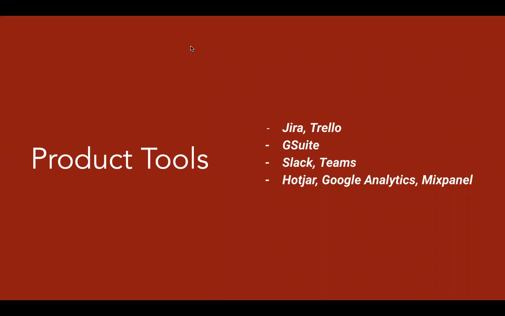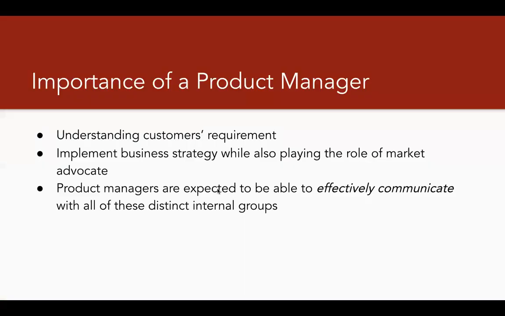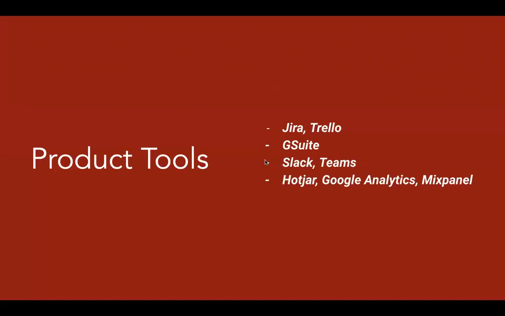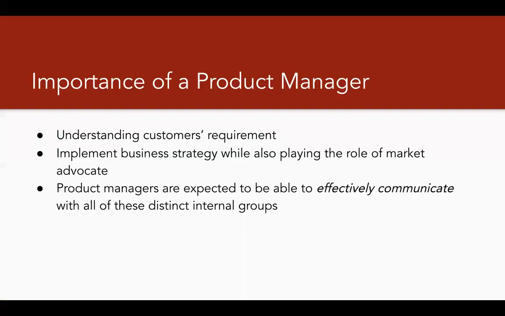So tools you need as a product manager, you need Jira and Trello. The other products that do similar, there's monday.com, there's Asana, but you need this for assigning tasks and project management. G Suite, that's like Google, this is Google Sheets, Google Docs. If you use Notion, then great for you. So the entire Google products, you might need that. So you need Slack and Google Teams for communication with your team, Hotjar, Google Analytics, and Mixpanel for tracking how your product is being used.